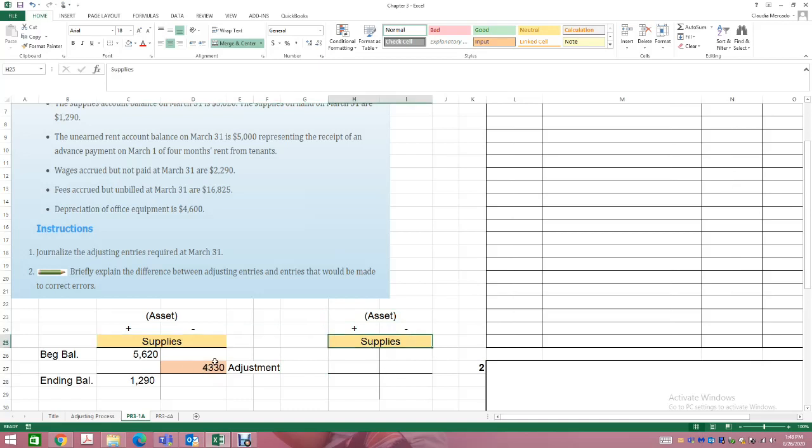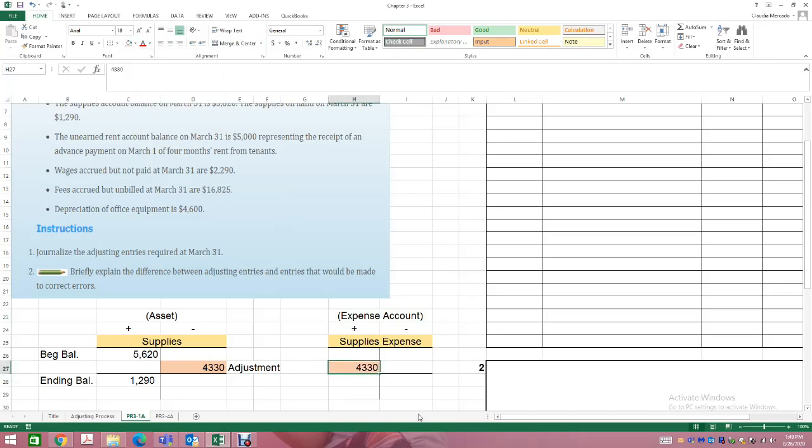Well, then you used up supplies during the month. So what does that represent? Usually when you are decreasing an asset, like in this case supplies, you're going to have an account to offset it with. That's an expense account. So in this case, we're going to have a supplies expense account. The normal balance of an expense account, you increase it with a debit, and you decrease it with a credit. What's happening to your expenses? You used up supplies during the month, so your supplies expense is going to increase by $4,330.